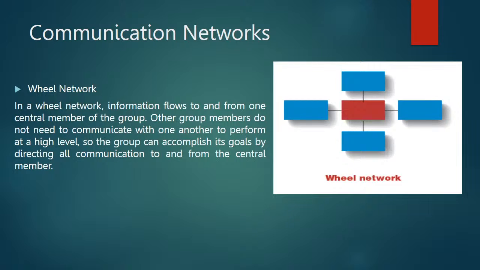When different circulars are issued in the organization, we can use this wheel network so that the information flows in the form of a circular to all the other parts or departments of the organization. So this sort of network is termed a wheel network.